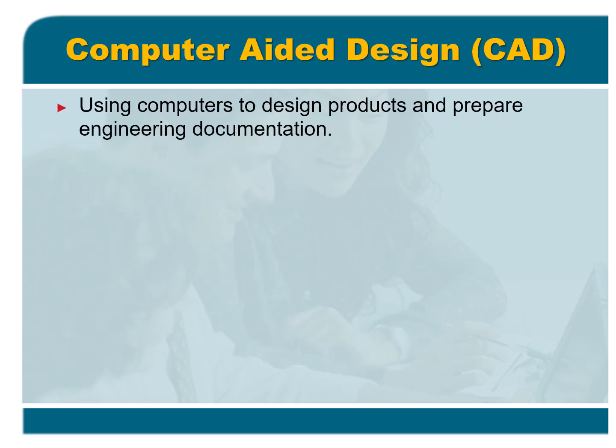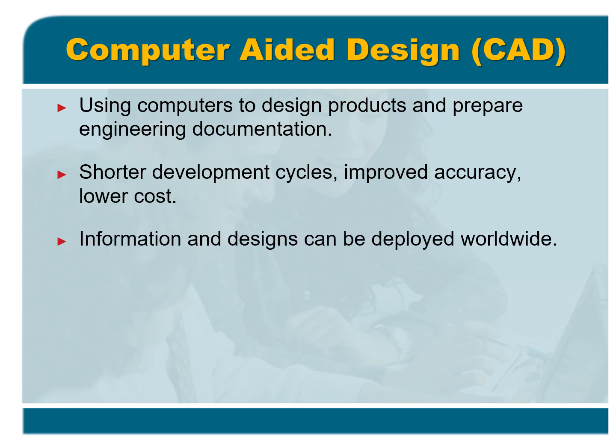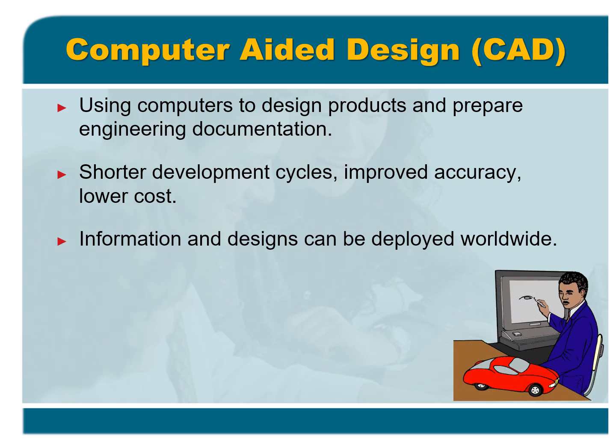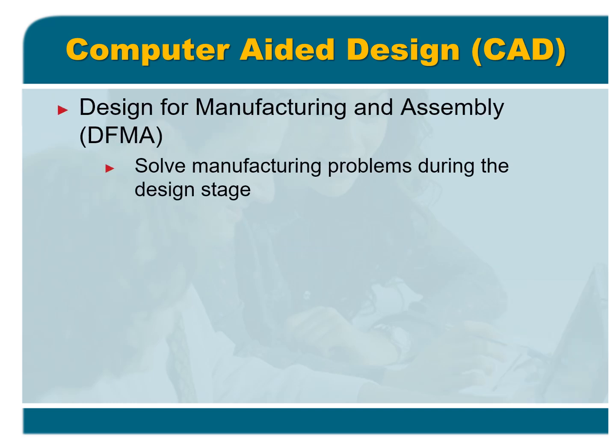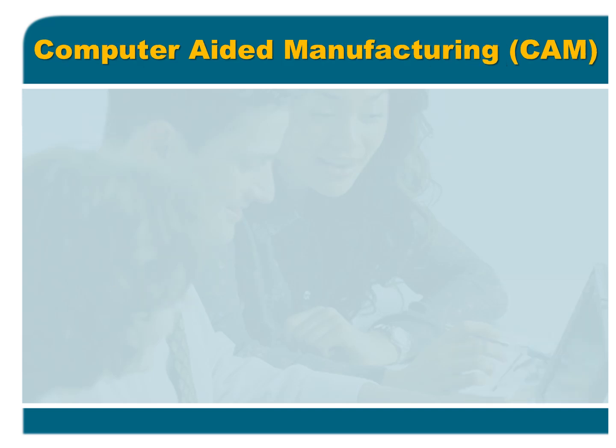Computer-aided design is using computers to design products and prepare engineering documentation like blueprints. There are shorter development cycles, improved accuracy, and lower costs. The information and designs can be deployed worldwide to any supplier. And design for manufacturing and assembly solves manufacturing problems during the design stage. 3D object modeling helps you to make small prototype development.